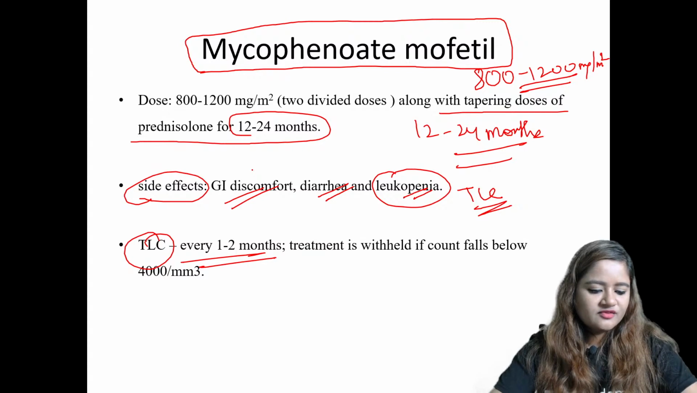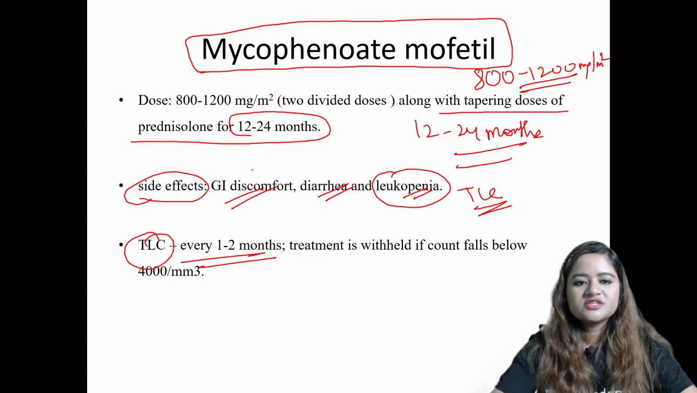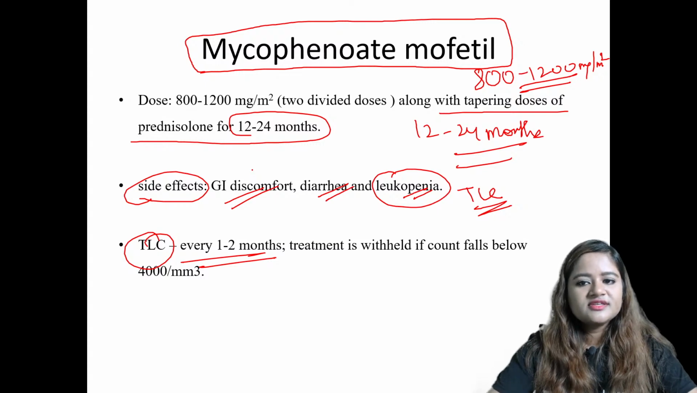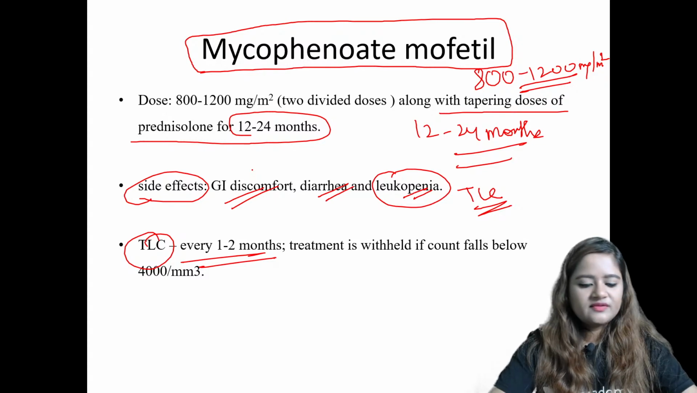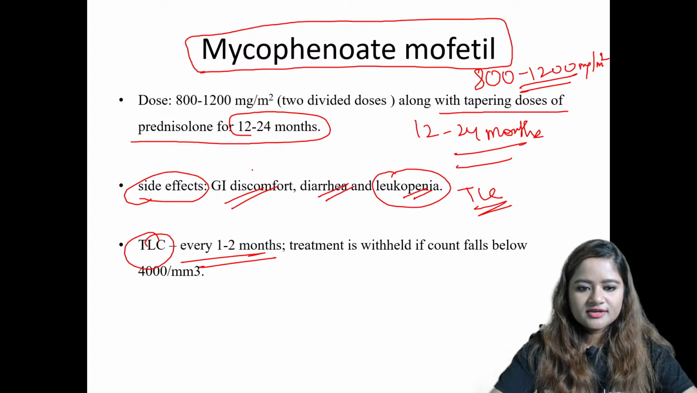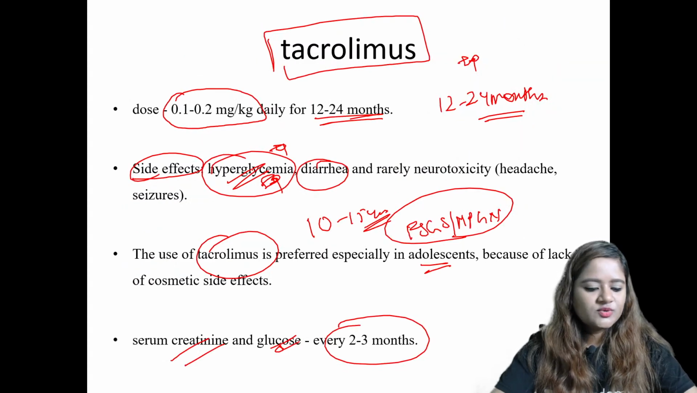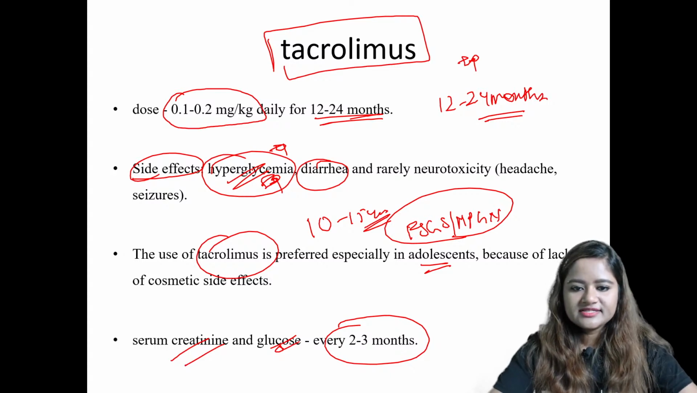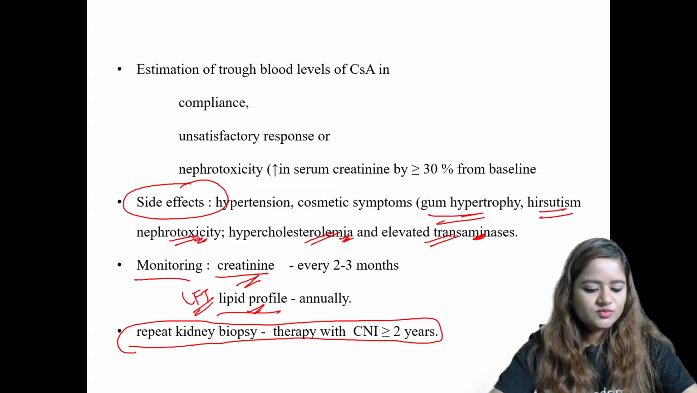The duration for all is 12 to 24 months except cyclophosphamide, which is very, very toxic, which you should not use for such a prolonged duration. MMF is given on the basis of your body surface area. So 800 to 1200 mg per meter square, 12 to 24 months. Side effects are gastric complaints and decreased TLC. Tacrolimus 0.2 mg per kg, 12 to 24 months. Side effect being hyperglycemia. Please remember hyperglycemia. It is used in the adolescent age group and you have to monitor the RBS with this.